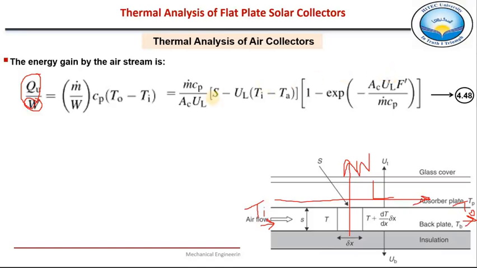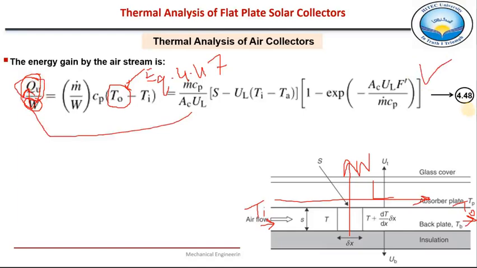The equation for T_O minus T_i, that is equation 4.48, which is derived from 4.47. So here in this equation we have simply replaced T_O from equation 4.47. We put that equation here for T_O, and then after simplification, that is the final form, which is actually the useful heat gain.